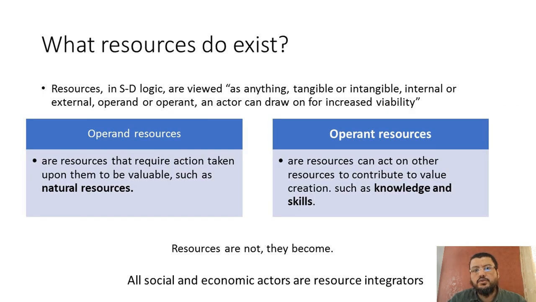What resources do exist? One of the useful parts of the SDL is its separation of operand and operant resource. Operand resources are resources that require action taken upon them to be valuable, such as time, money, car, machine, technology, if we think about technology as infrastructure. Operant resources are resources that can act on other resources to contribute to value creation, such as knowledge, skills, creativity, typically people.